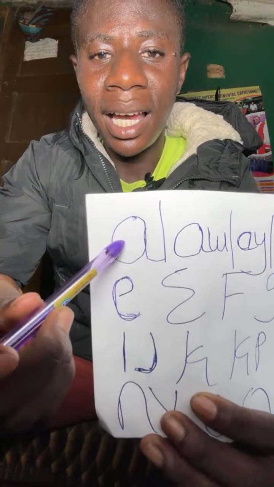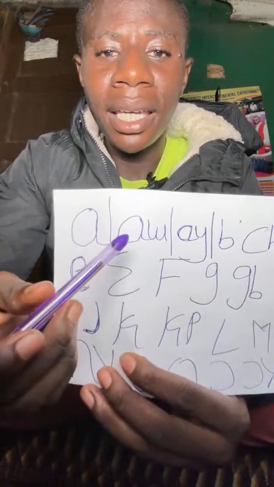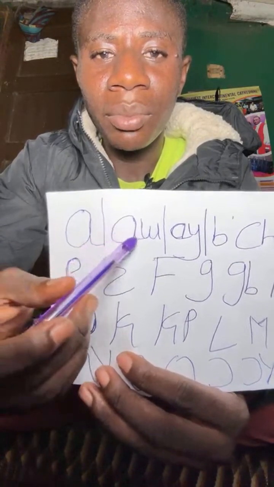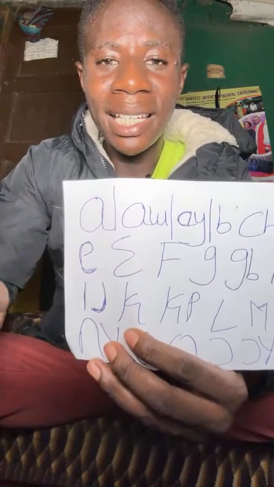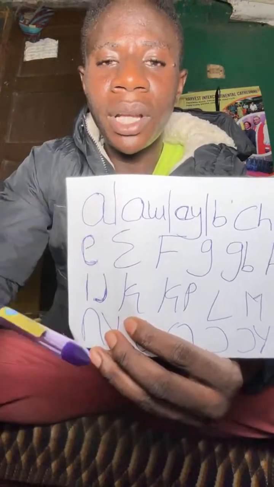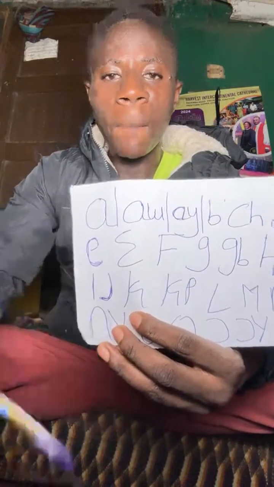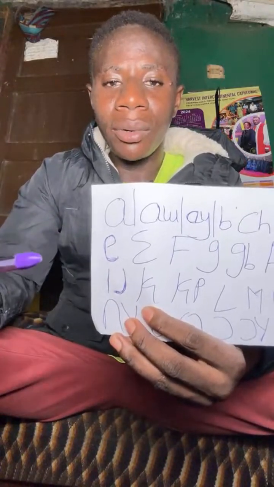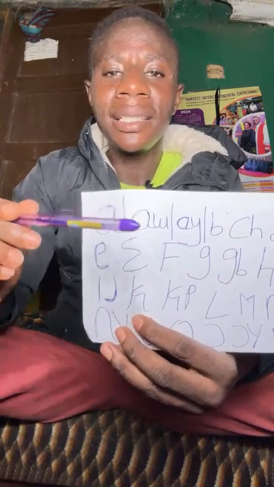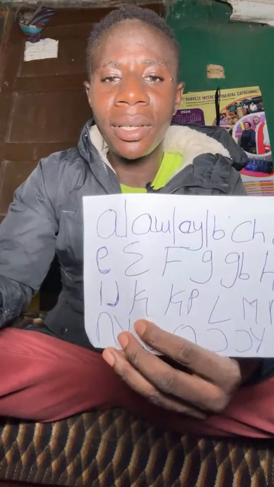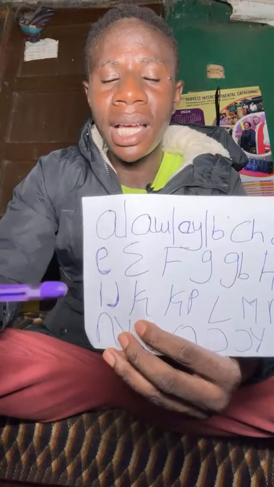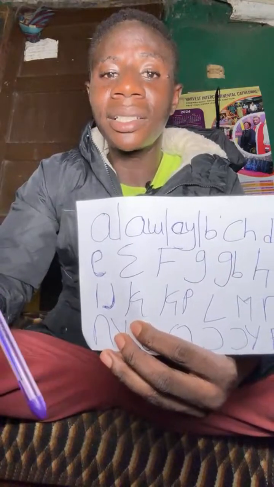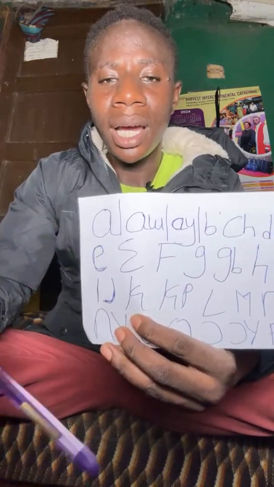And we have AW, which is the second letter in the alphabet. AW is pronounced as ow, for example, in "how are you doing?" This is the second letter in the alphabet in Creole. The first letter is pronounced as ah, and the second letter in Creole is pronounced as ow.